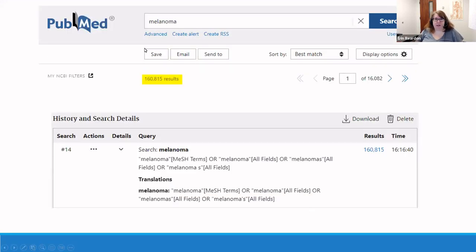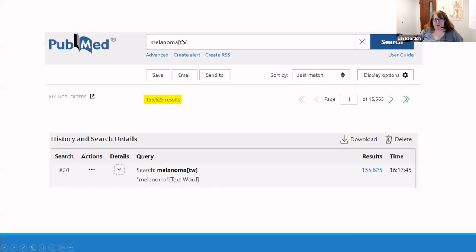So here is a search for melanoma. By default, it's looking in all fields. This is the history and search details. When you click on advanced in PubMed, you can look at the search history. When I type in melanoma, PubMed looks for the MeSH term melanoma. It'll look for melanoma in all fields. It'll also do some word variations like melanomas. It does this weird word space S in every search that I've ever tried, which I don't think is very helpful, but there you have it. It does that in all fields as well. So this finds 160,000 results.